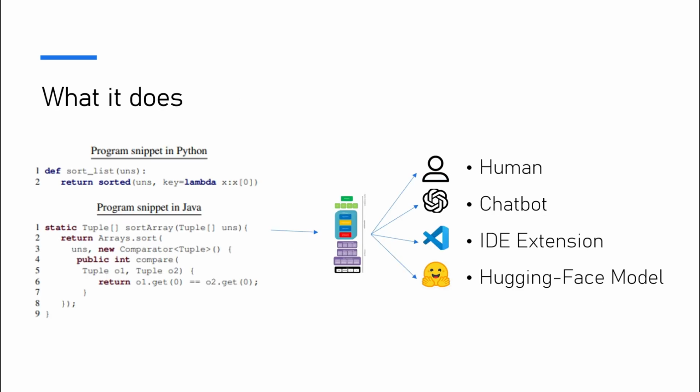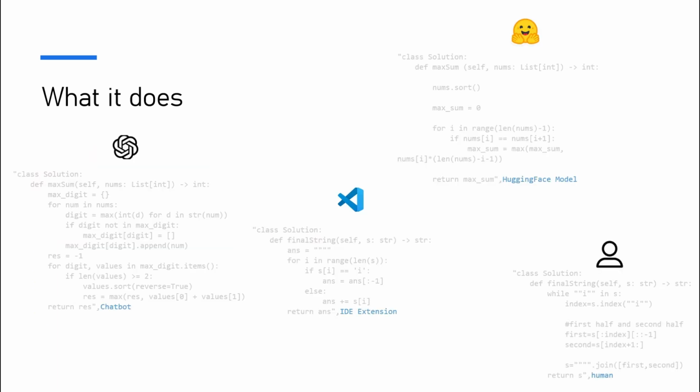So what exactly does it do? Well, it's capable of taking different languages, programming snippets, running them through the model, and being able to classify them as either human, chatbot, IDE extension, or Hugging Face model. So if we take a closer look at some of these snippets, just to give you a better understanding of what the model is looking at, for chatbot, you'd see these different code snippets, and then it's able to classify it. You'll notice that each one has its own different style, and we'll discuss that a little bit more in the next slides.